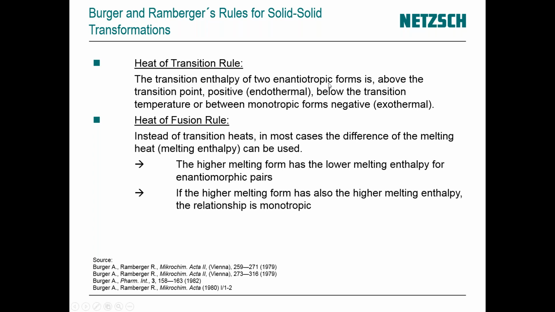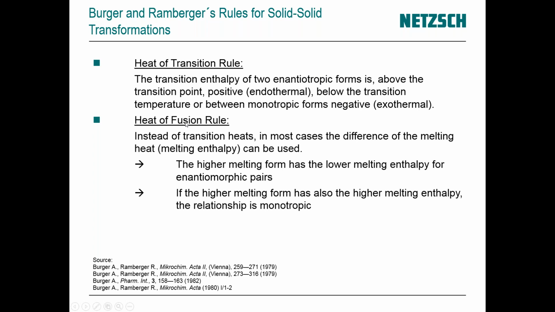And so what do these rules say? How do they guide us? The only reason we want to have rules is to help us think through and understand what's going on. So the transition enthalpy of these two enantiotropic forms, that is reversible forms: above the transition point, we're going to have an endothermal effect, and below the transition temperature, we actually have an exothermic event. Endothermic and exothermic, that's when we're looking back to our DSC trace and seeing, do I have heat flow into my material, endotherm, or heat flow out of my material, exothermic?